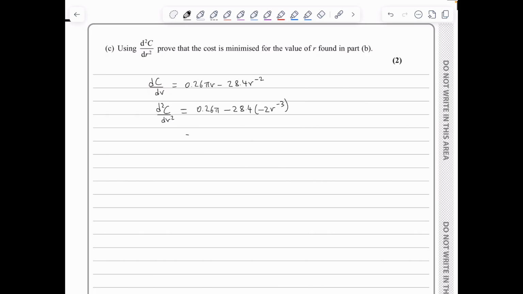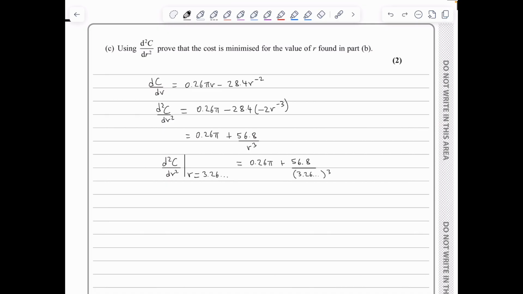This simplifies to 0.26 pi plus 56.8 over r cubed. I will be evaluating the second derivative at the particular value for r we obtained in part B. So at r is 3.26..., this leads to 0.26 pi plus 56.8 over the 3.26... raised to the power of 3.